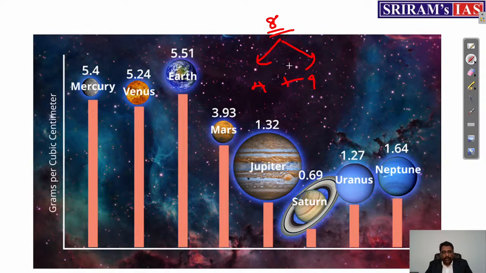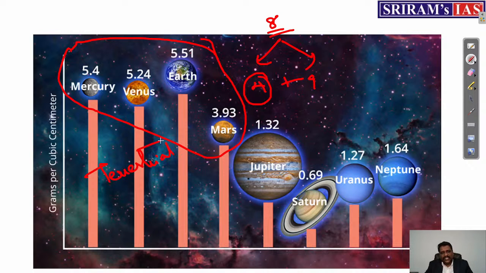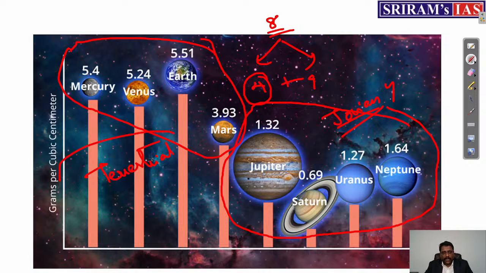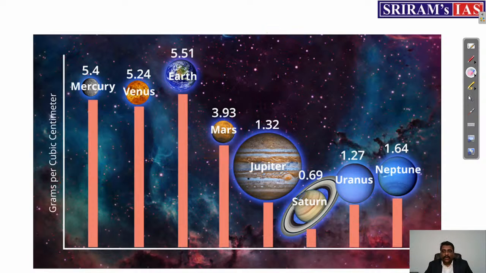Technically, the inner 4, we call them as terrestrial planets, right? Whereas the outer 4, Jupiter, Saturn, Uranus, and Neptune, we call them as Jovian planets. You call them terrestrial, and you call them Jovian planets. Okay, right. Now here, one thing we understand.